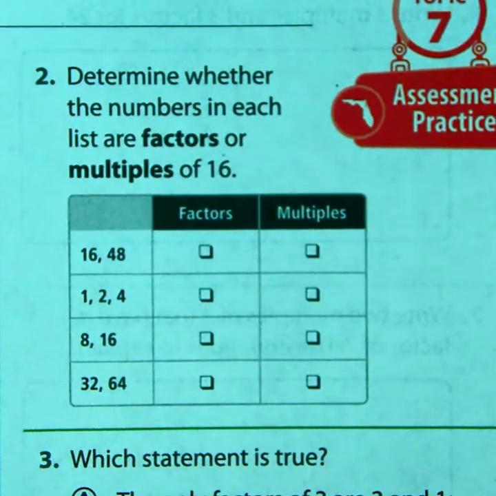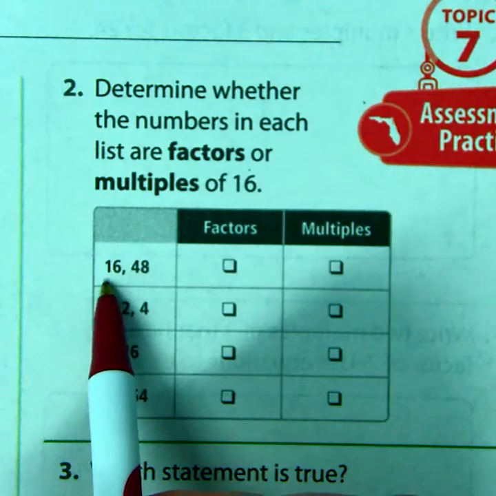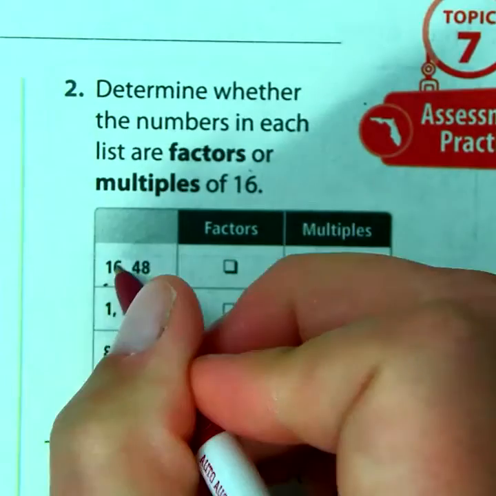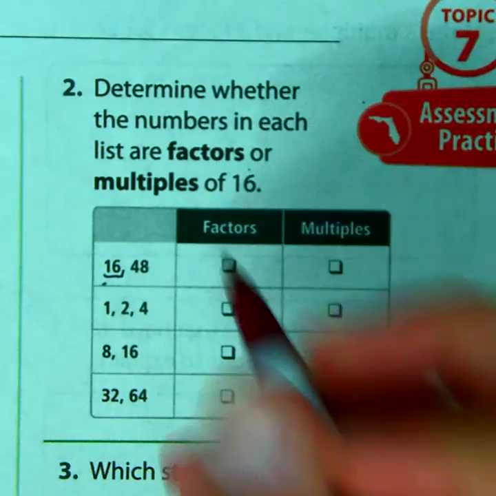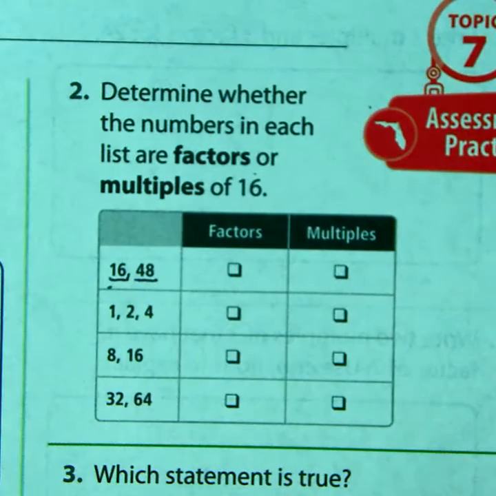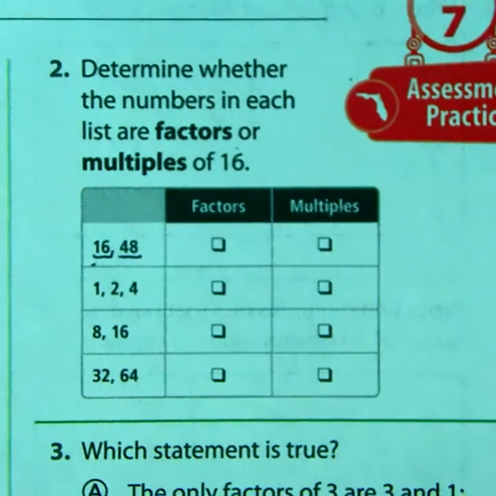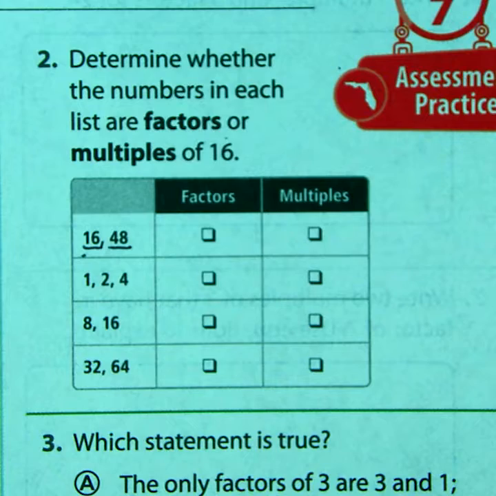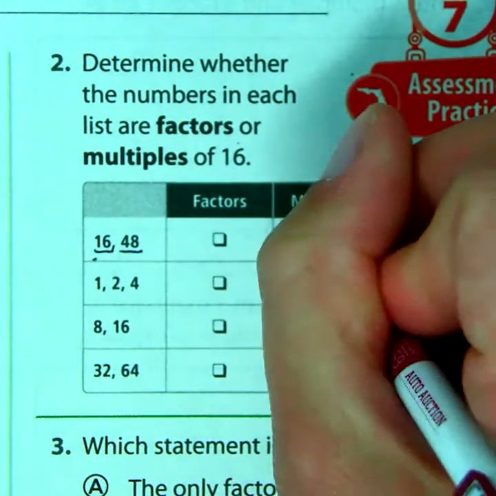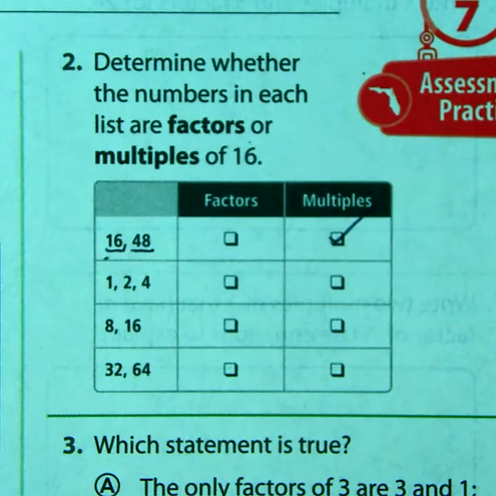Determine whether the numbers in each list are factors or multiples of 16. So if we start at 16 and we were skip counting, this would be like 16 times 1. And then we continue on, would we reach 48? That wouldn't be 16 times 2, but if we continued and multiplied 16 times 3, we would arrive at 48. This is a multiple.